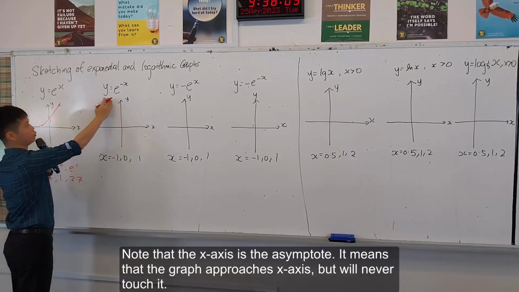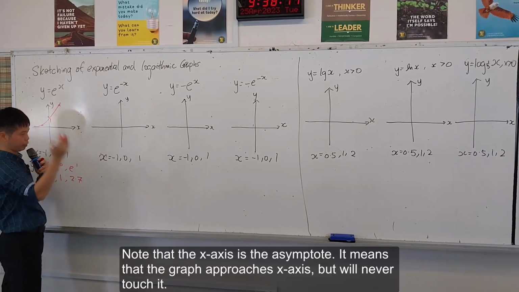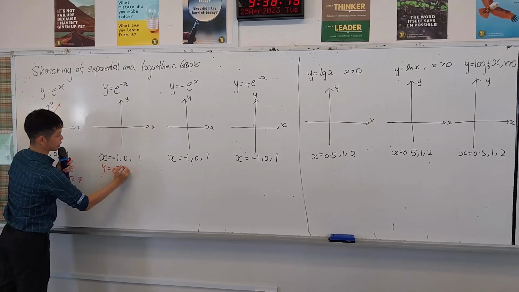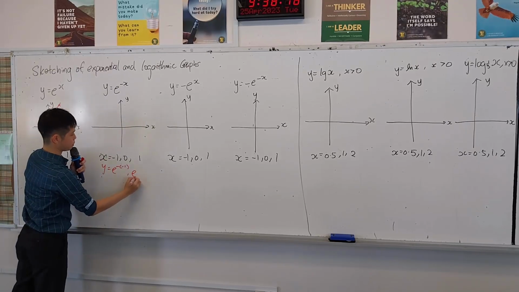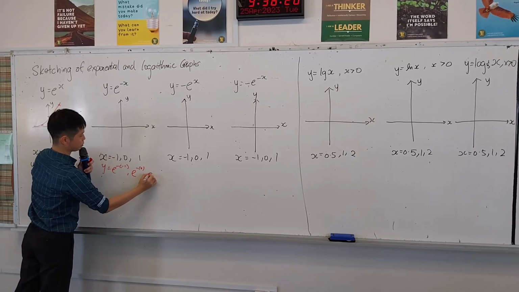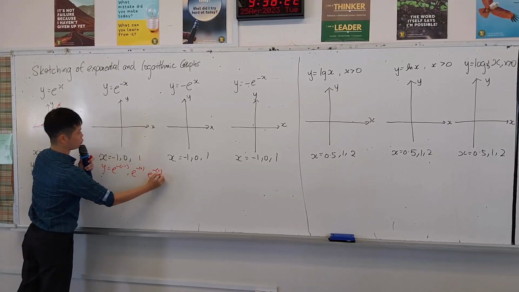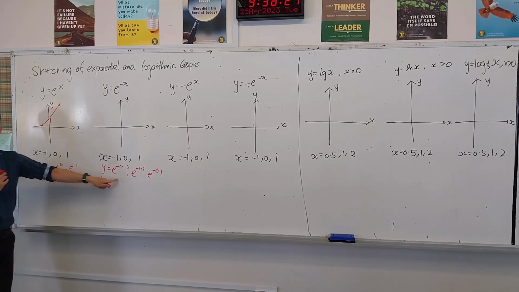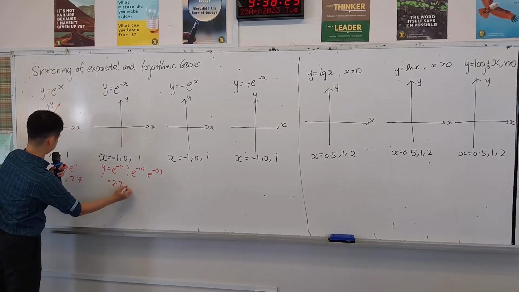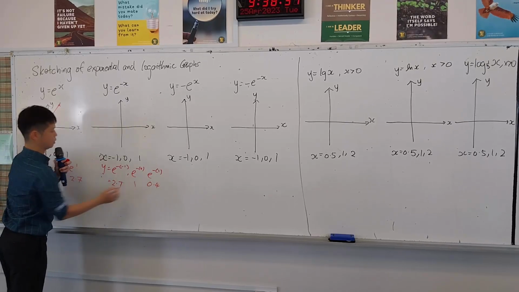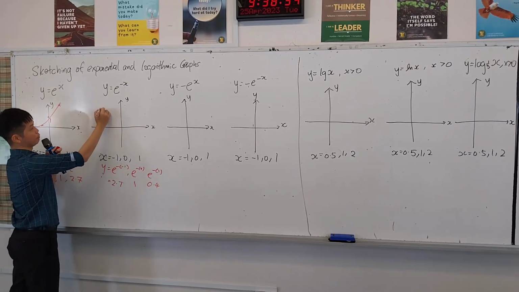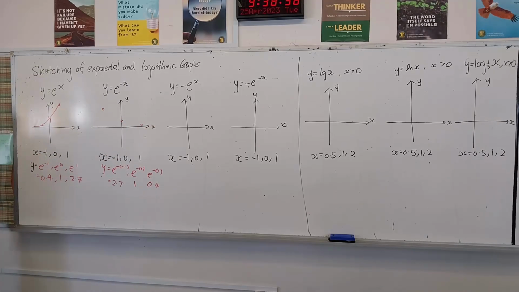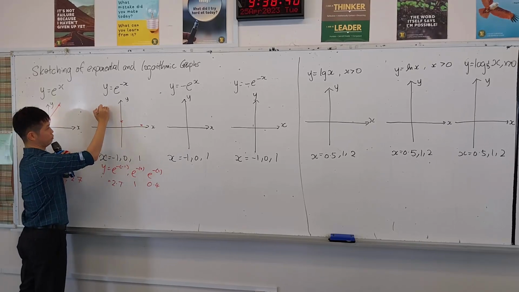Now, in case again you forget during the exam and you freak out a bit, take y equals e power negative x: e power negative 1, e power negative 0, and e power negative 1. So what will happen? They will just be the opposite, right? 2.7 first, then 1, then 0.4. So I will have 2.7 first, 1, and then 0.4.